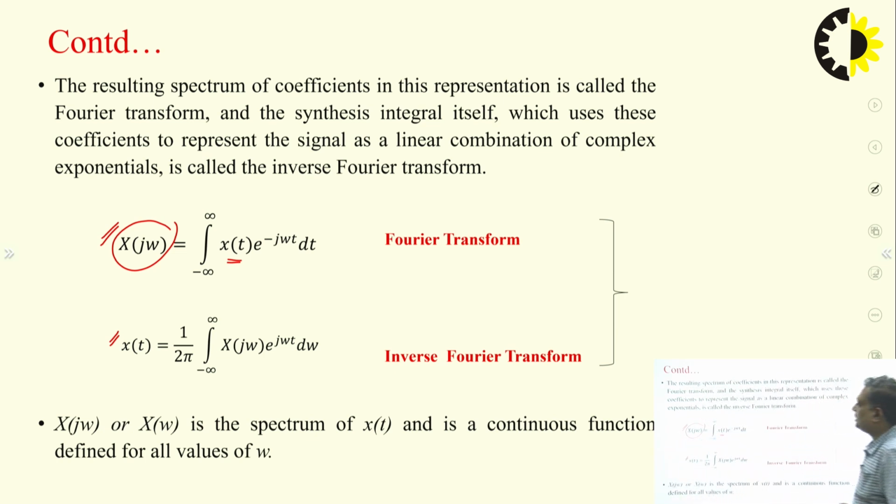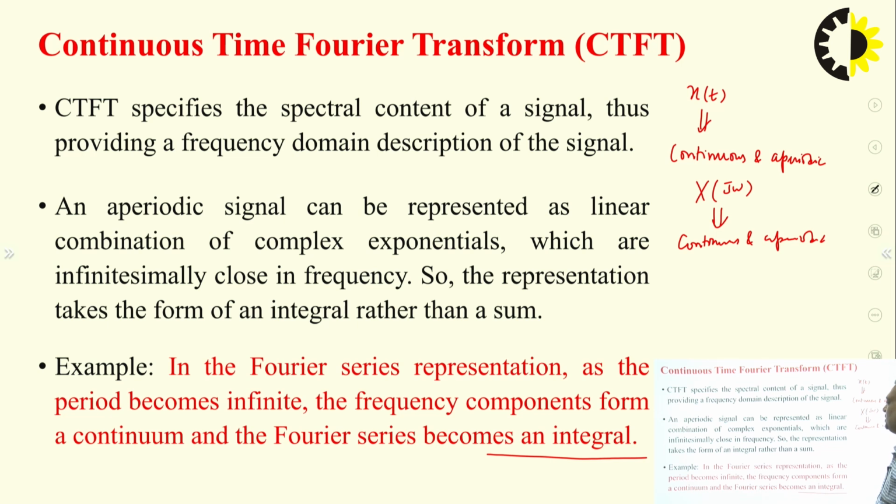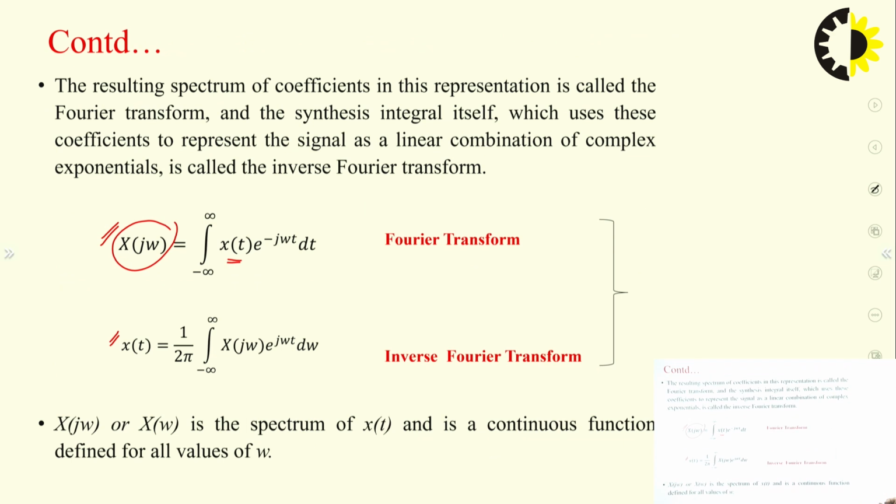So why have we used the integration sign? When we use the Fourier series representation, if the period becomes infinite, the frequency components form a continuum. As the period becomes infinite, the separation in frequency becomes almost 0, so the components are arranged together with a separation of almost 0. That's why the summation sign is converted into integration in the case of the Fourier transform.